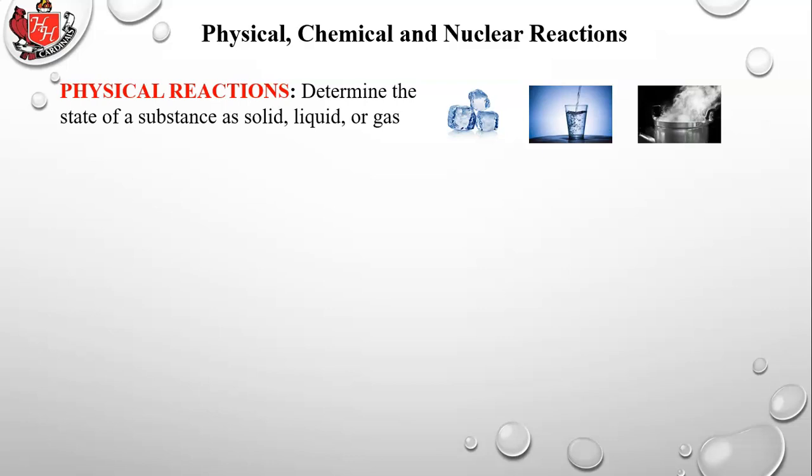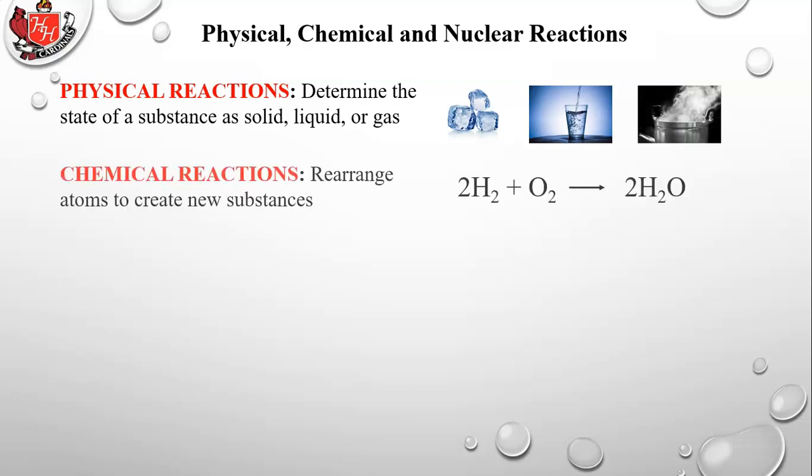So let's review. There are three basic types of reactions or processes in chemistry. Physical reactions determine the state of a substance as either solid, liquid, or gas. Solid water is ice, liquid water we just refer to as water, and water vapor we refer to as steam. But all three of them are H2O, so chemically they're the same. It's just the state of matter, and physical reactions are the changes between those states.